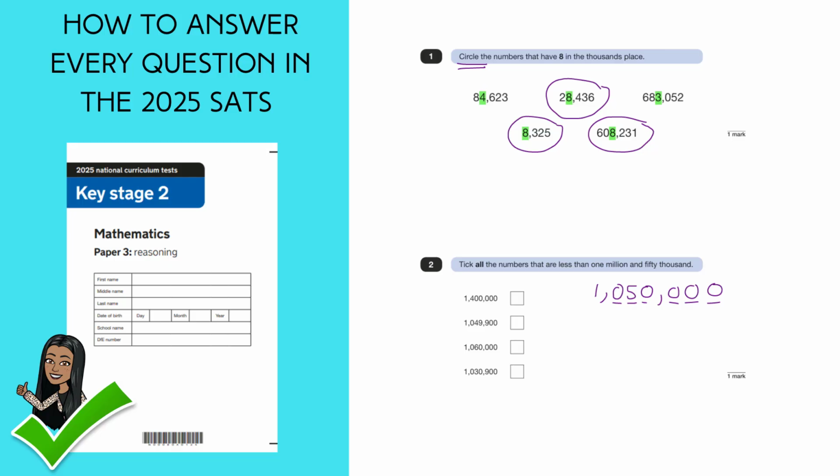This here is 1,400,000. We can see that that is bigger. 1,049,000. Already you can see, look, 49 is smaller than 50, so that is smaller. 1,060,000. Well, we know that 60,000 is bigger than 50,000. And here you've got 30,900. So 30,000 we know is smaller than 50,000. That is a smaller number too.